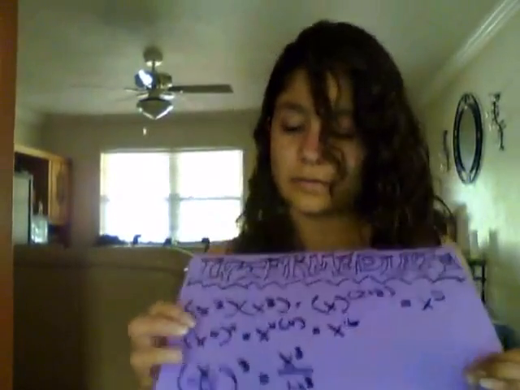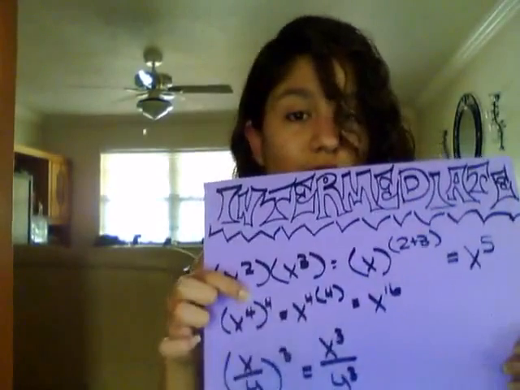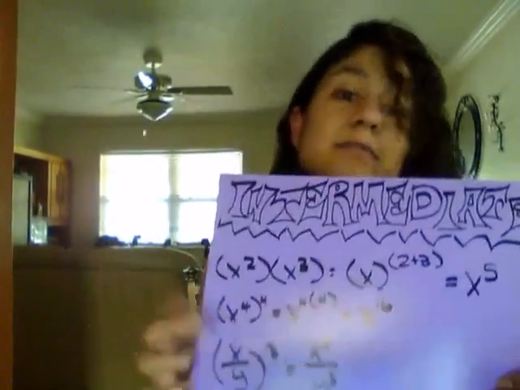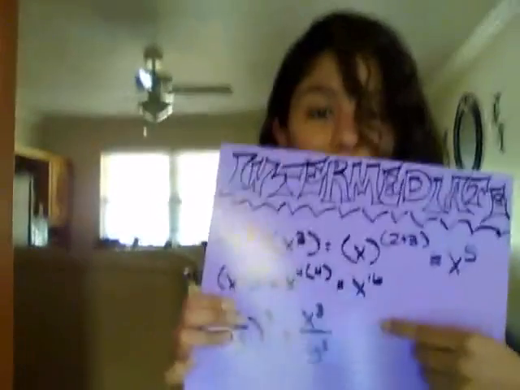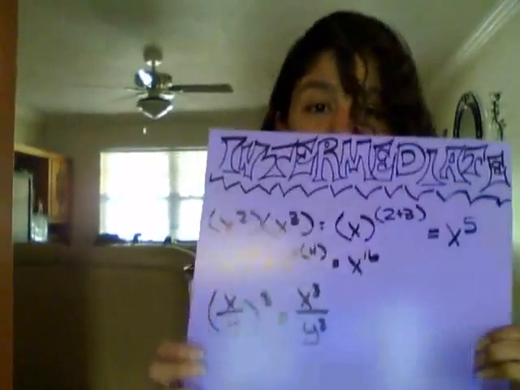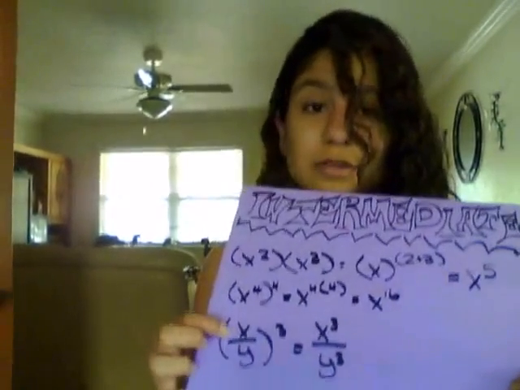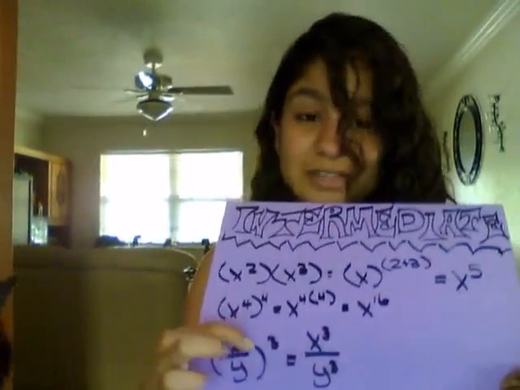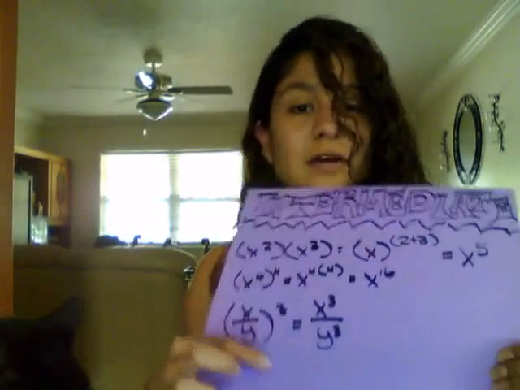Now what if you have an exponent outside of parentheses of one that already has an exponent in it? Simple. You times the exponents, giving you an answer like this, x to the 16th power. And for the next one is even simpler. If you have one variable divided by another, and you have an exponent outside of parentheses, then you distribute, giving you x to the third power over y to the third power.